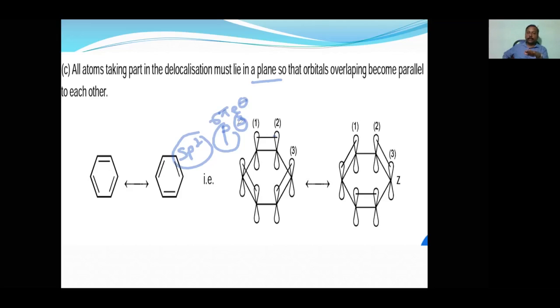Once they lie in one plane, only then can that sharing happen. Here the sharing is between the first and second carbon, and as these also lie in the same plane, the next transition becomes between 2 and 3. So first of all, a proper Lewis dot structure. Second, the number of atoms must be the same. Third, all must be coplanar. Simple, at least this way you can remember.